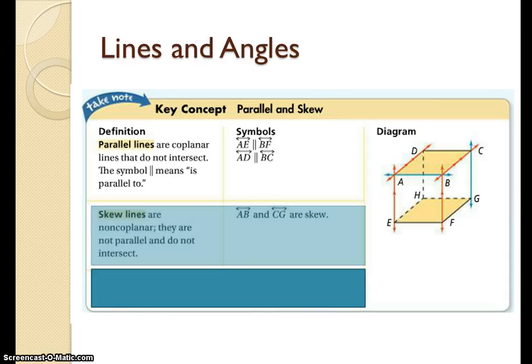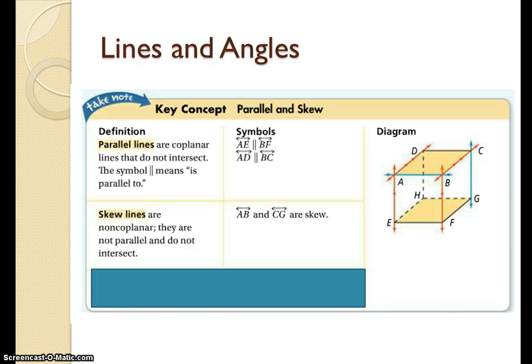Okay, moving on, we got ourselves some skew lines. So you may or may not have heard of this before, but skew lines are non-coplanar, they are not parallel, and they do not intersect. We do not have a symbol for those as well. Okay, so taking a look at our example, we have AB, this line right here, it is skew to CG. So you see how they're not going in the same direction. They are never going to touch.